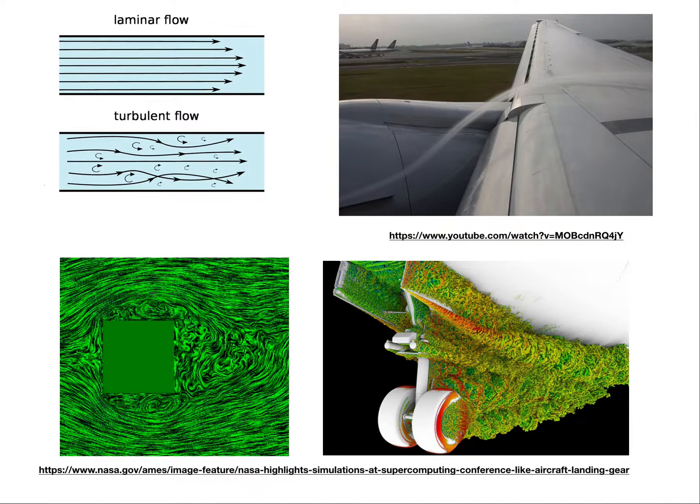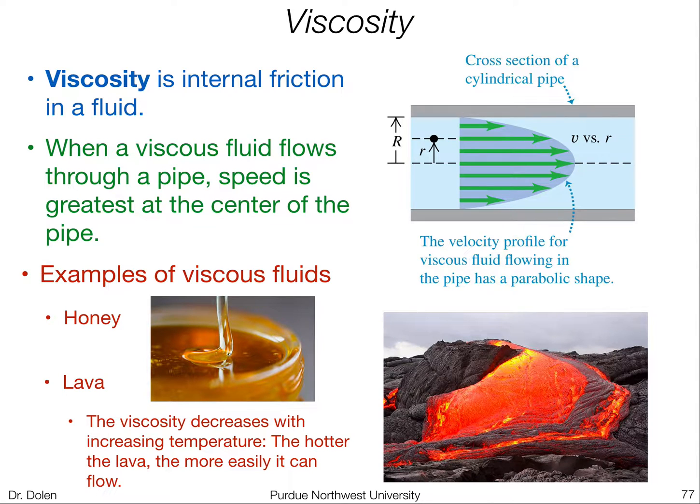Okay. One other topic to discuss is viscosity. Viscosity is the internal friction in a fluid, right? So, for example, there's friction in some fluids from molecule to molecule, and also between molecules in the fluid and the edge of the pipe, right? So when a viscous fluid flows through a pipe, the speed of the fluid is actually greater in the center of the pipe than it is at the edge of the pipe, because the fluid at the edge of the pipe is interacting with the pipe, and that's slowing it down somewhat.